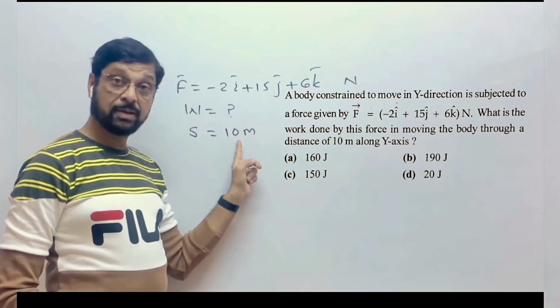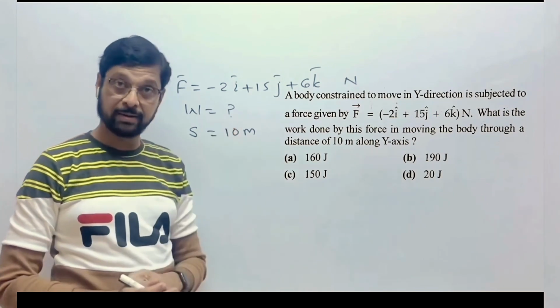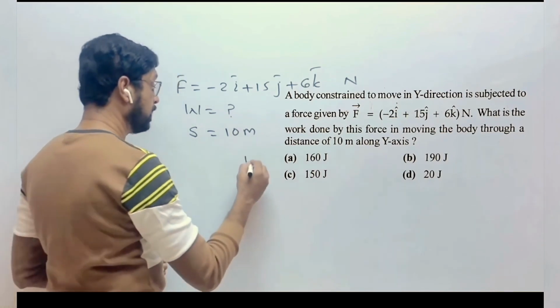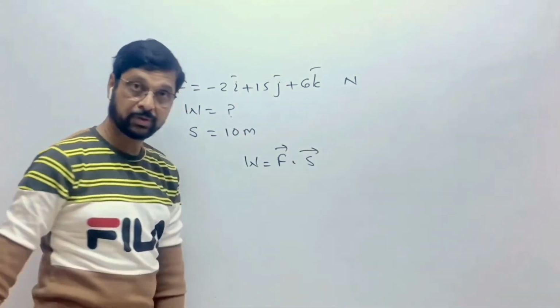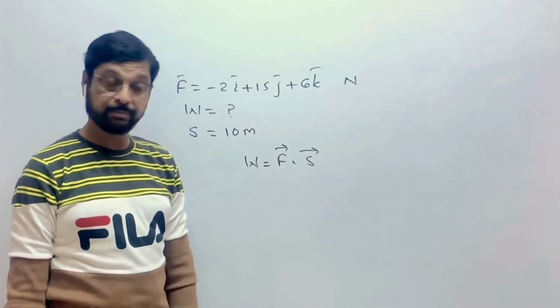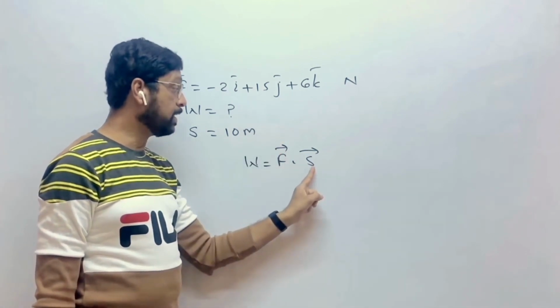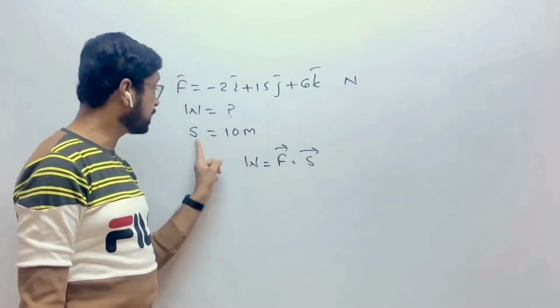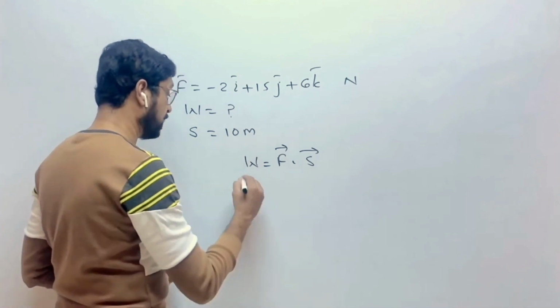This much distance is traveled by the body, and you have to find the work done. Now work done is F dot S. Work is the dot product of force and displacement. Vector F is given, but vector S is not given. S का magnitude दिया है 10 meter. So what will be vector S?